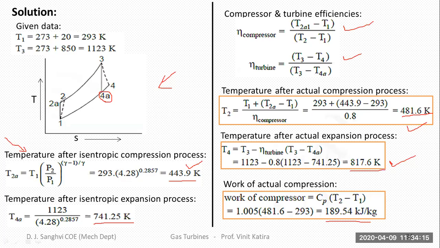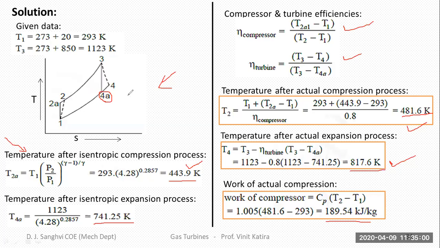No, hypothetical cycle means your processes are isentropic. Isentropic process is, you mean to say, ideal case. Yeah, ideal case the processes are isentropic, 1 to 2A and 3 to 4A. And 1 to 2 is an actual process. So generally, because of your losses in the compressor and turbine, and because of irreversibilities, your temperature after the compression will be higher as compared to the temperature after compression in ideal case. So T2 will always be higher than T2A. That is what we have been studying since thermodynamics, right?